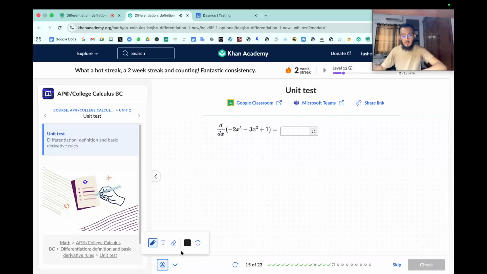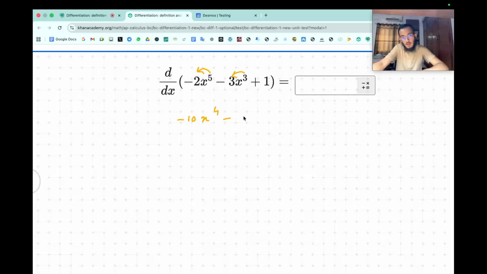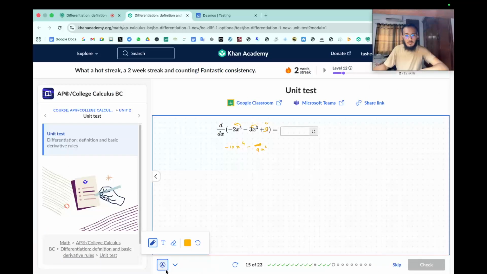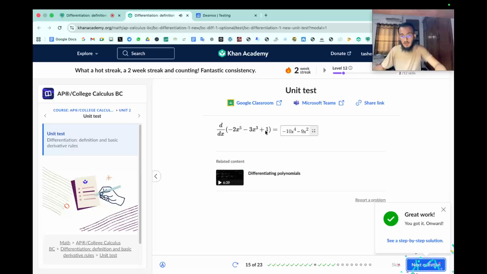Okay, differentiation of this value. Basically this thing gets multiplied here with negative 10 x to the power 4, and this gets multiplied here, so it's negative 9 x squared, and this thing becomes 0. So 5 2s are 10, negative 10 x to the power 4, negative 9 x to the power 2. That's it. And the differentiation of this constant is 0.